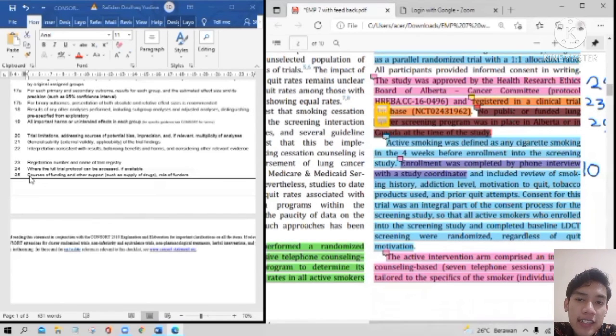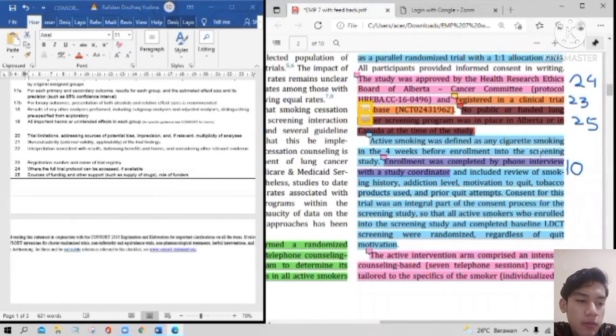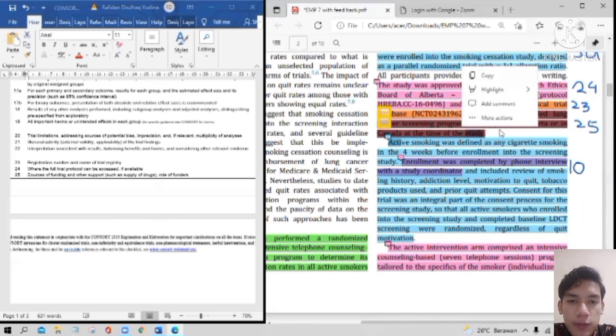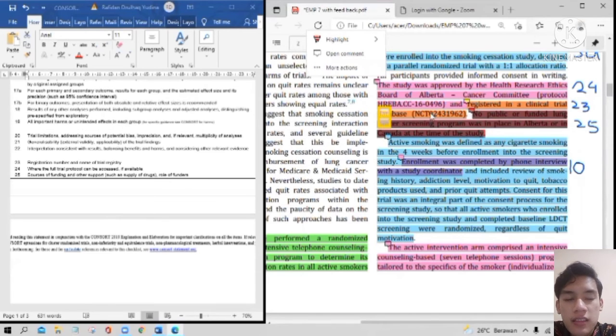And for the last checklist, number 25, source of funding and other support such as supply of drugs, role of funders. Okay, 25. Oh yeah. You can read: no public or funded lung cancer screening program was in place in Alberta or in Canada at the time of the study. So it's obvious, you can read it clearly in the sentence of the article.